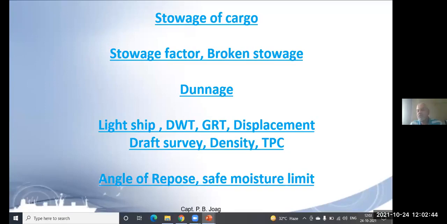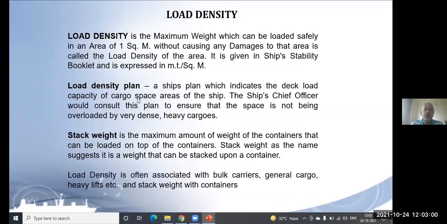So let us proceed. If you are already electronically connected, you are able to listen to me and see the PowerPoint presentation, then we can continue. Let us see what this stowage factor or load density, load density plan, stack weight is. These words are also very common, which are connected with the loading of the cargo. So let us discuss load density.